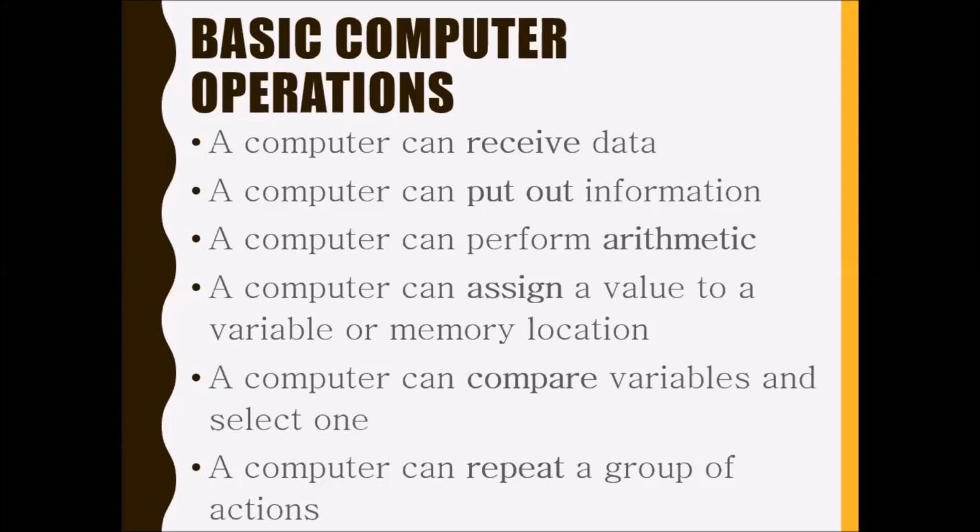Then now a computer can compare variables. Let's say we're going to assign letter grades. So for a person who has 80, those persons should get A. Persons who have 70, they should get B. So it is going to compare the grades that are given by the students or by the user and then assign a letter grade. And then it can repeat instructions, and we're going to look on that later on.